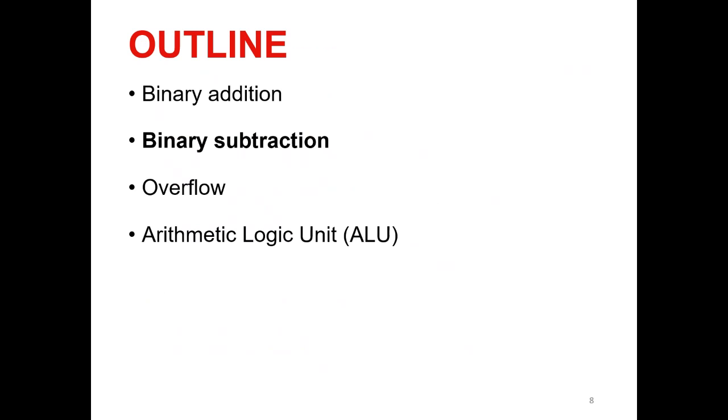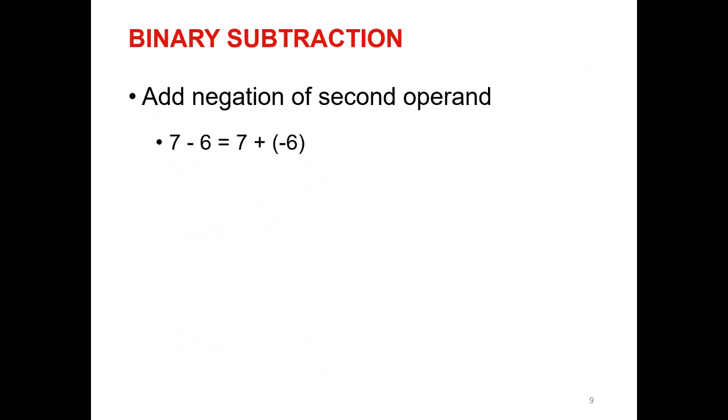So let's see now the subtraction. What are we going to do for the subtraction? If we want to subtract, for instance, 6 from 7, what we are going to do is an addition, but adding the negation of the second operand.